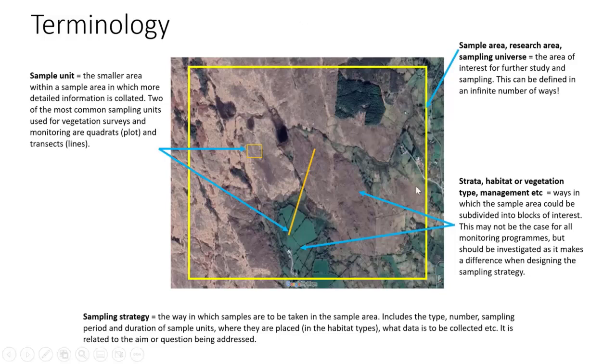And then we'll bring along our strata, our habitat, our vegetation type, management type, whatever way we decide to break it down. Of course, if you think about it, peatland, grassland, woodland, all three blocks are present here, and that's the acre scoring system.